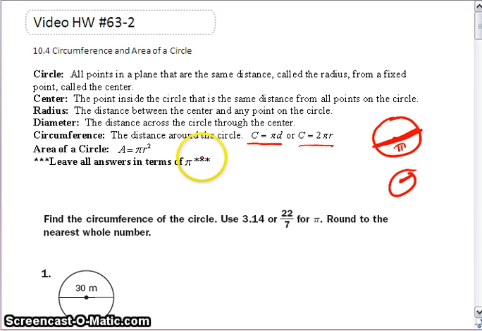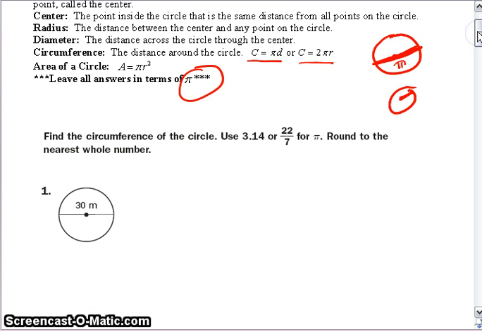Now, for many of these, we're going to leave our answers in terms of pi. The reason is that pi is an approximation, and if we leave it in terms of pi, it's actually a more accurate answer. Okay? So I'm going to show you both ways of doing this. To start, we're going to look for the circumference of a circle. It says here to use 3.14 or 22/7 for pi.